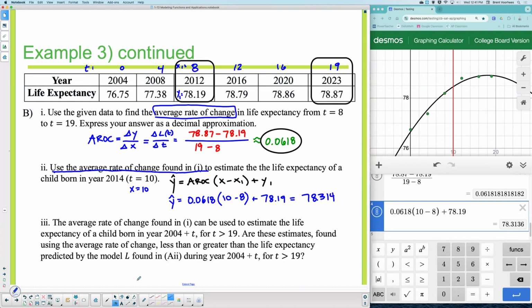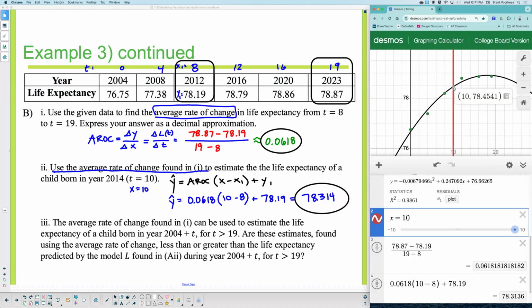78.314. Now, I want to just contrast this. That's the actual value right there. That's the true value. Did the calculator predict the same answer? Please look. Did the calculator give you the same answer? No. If you went off the calculator, you would be wrong because this did not say use the model. It said use the average rate of change. An average rate of change comes from a line. It's like a slope of a line. Okay, so I just want to be really clear on that.